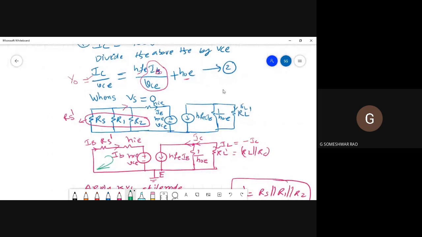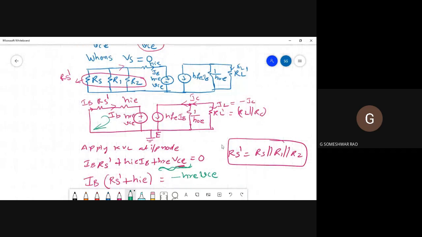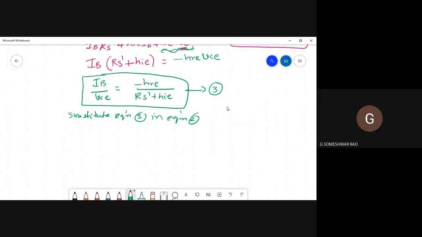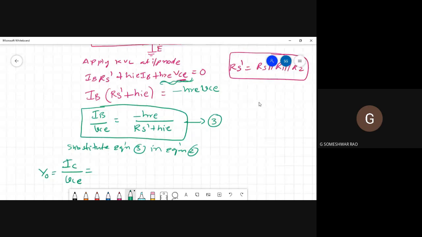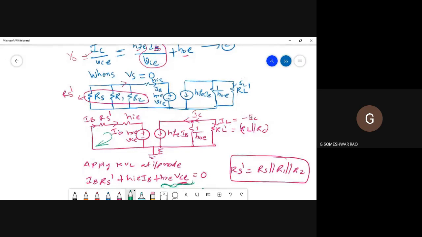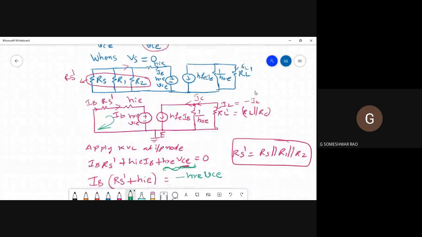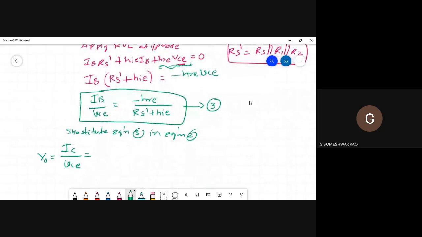That one is nothing but IC by VCE, which is nothing but the output admittance. IC by VCE equals, just go through once again, HFE into IB by VCE. In place of IB by VCE, we have to write minus HRE by RS dash plus HIE.